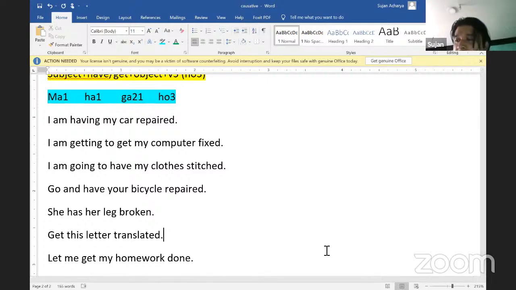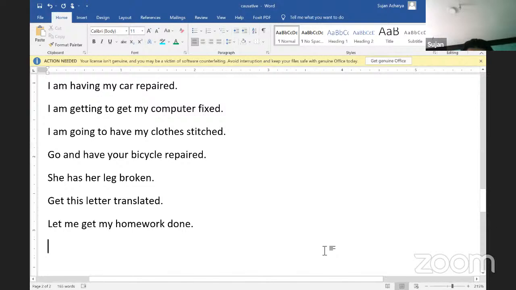Causatives and conditional sentences: unless and until we understand them, the questions related to them are the difficult ones. Once we understand them and learn them easily, then they are the easiest ones.